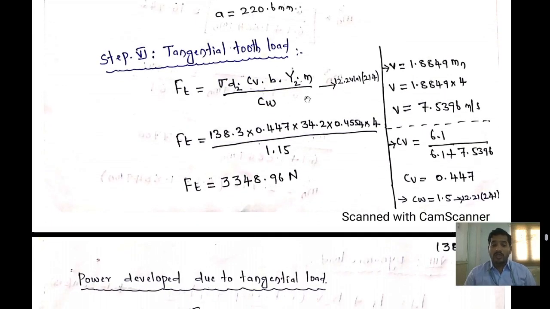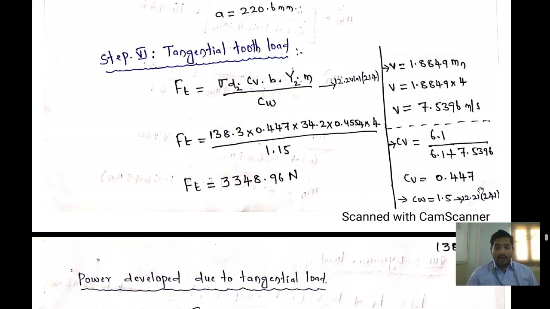So for that reason you have to use this formula, FT formula, from equation number 12.24a on page number 214. Clear? So always you need to remember over here the velocity formula is 1.8849 Mn. So 1.8849 we already solved above, is it right? So 1.8849 into module, which is 4. If you multiply this, then you will get the linear velocity as 7.5396 meter per second. After that you need to put it in the velocity factor formula. CV is equal to 6.1 by 6.1 plus V, that is 6.1 by 6.1 plus 7.5396. Okay, so if you divide the value, then you will get the velocity factor value as 0.447.